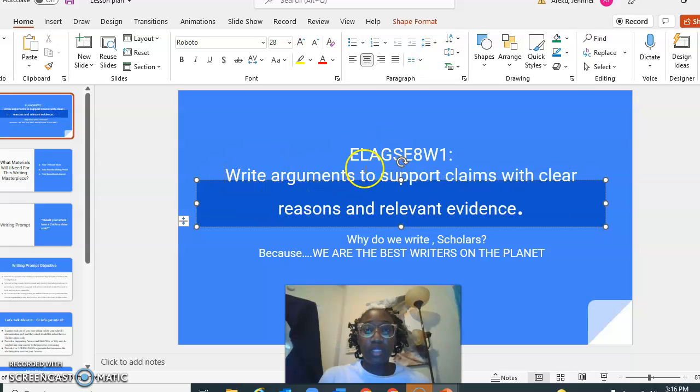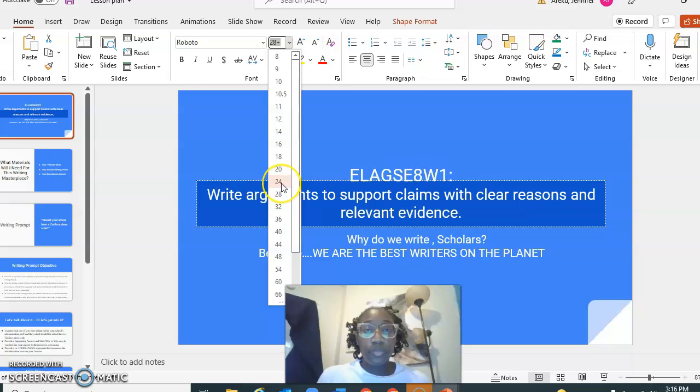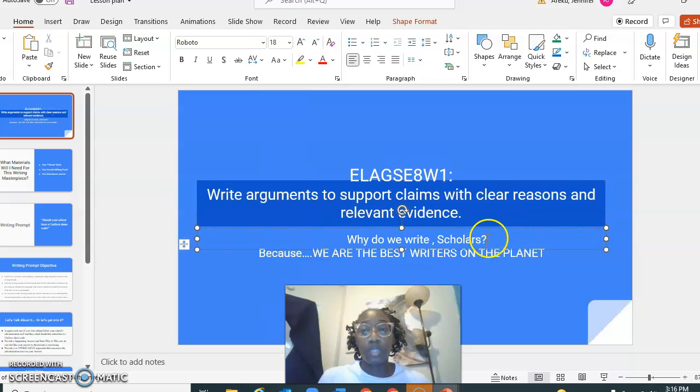And so you see how it is? ELA Georgia Standard. That's what it is. ELA Georgia Standard, 8th grade, W1. Write arguments to support claims with clear reasons and relevant evidence. And then boom, you can leave that little bit at the bottom. Why do we write? Scholars, because we are the best to do. And let's get all of this in the blue heading. Bam, like that. So that is what your stuff will look like.